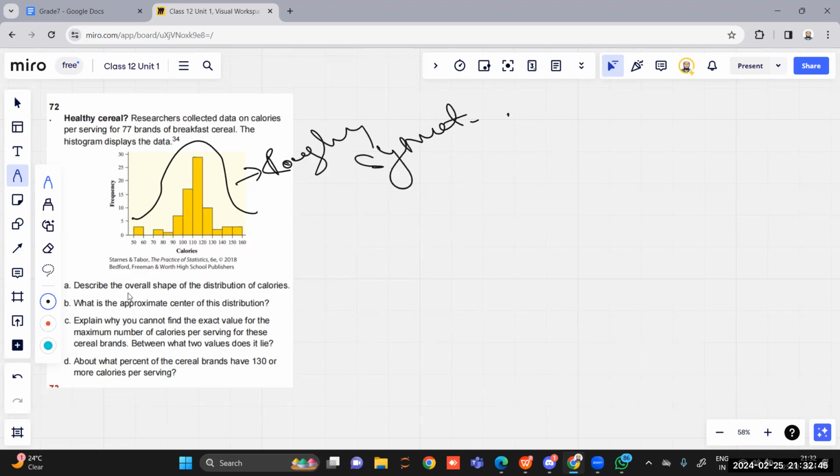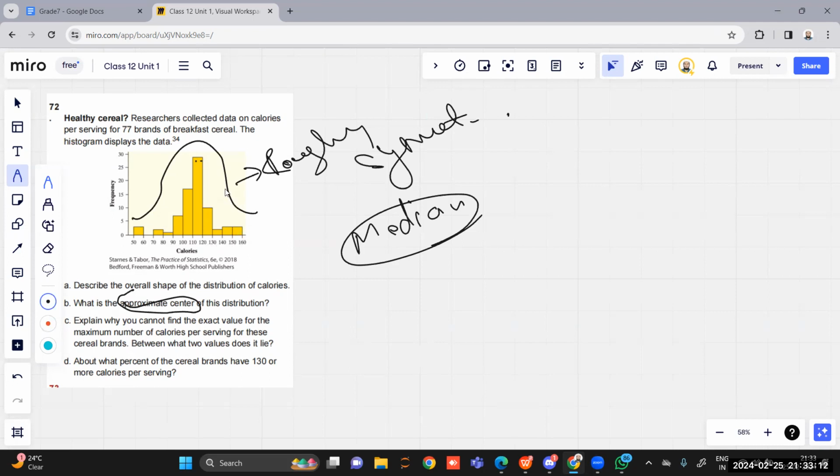Okay, and what is the approximate center of the distribution? He's asking for the median, which is in the center. Yes, he's asking what is the approximate center of this distribution. So what is the center of the distribution? It means the median, in the center.